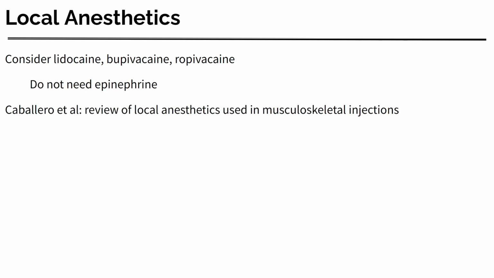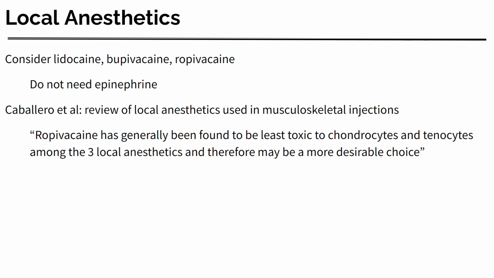So let's talk about local anesthetics briefly. Most commonly you see lidocaine, bupivacaine, ropivacaine. You do not need epinephrine. And which of these is the best? Well, ropivacaine has been found to be the least chondrotoxic and least toxic to the tenocytes as well. So if you have a choice, ropivacaine is probably your best option.